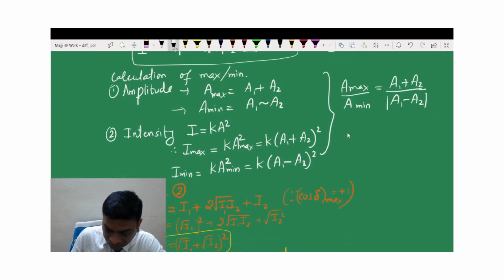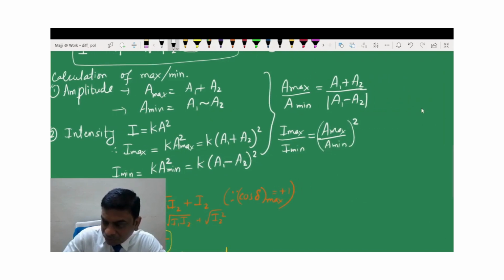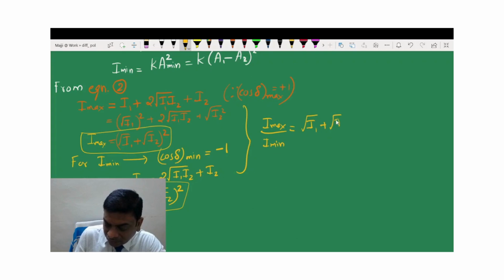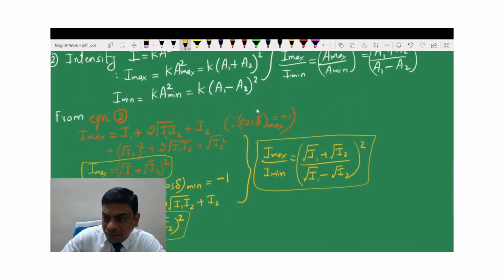Then similarly, if you want to know the maximum intensity and minimum intensity ratio, then you just have to square this. That is, it is the square of the ratio of corresponding amplitudes, which will be equal to A1 plus A2 upon A1 minus A2 whole square. Similarly, in terms of the intensities of the individual waves, you can write this as under root I1 plus under root I2 whole square divided by under root I1 minus under root I2 whole square. All these formulas are supposed to be memorized, students.